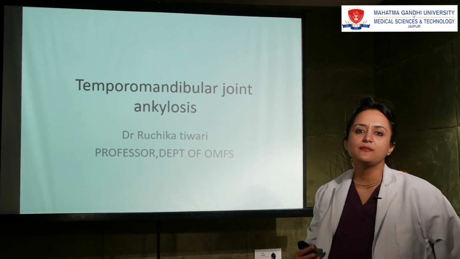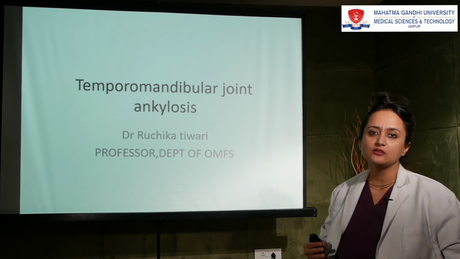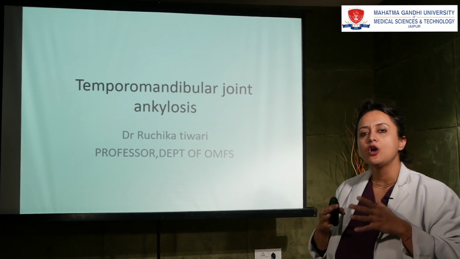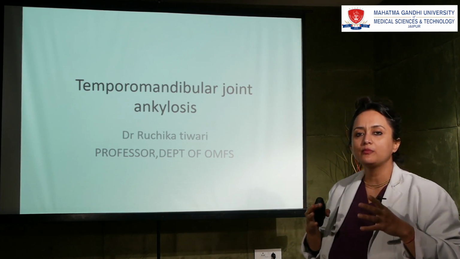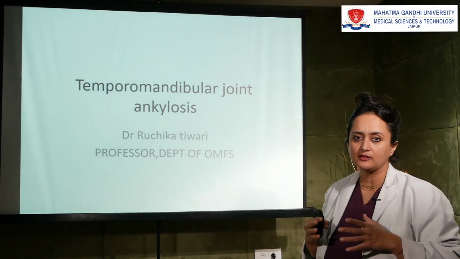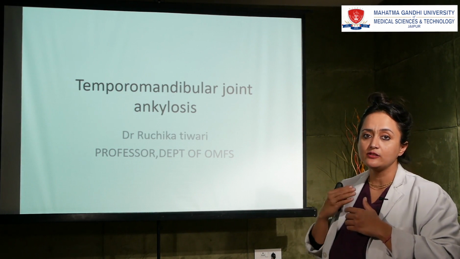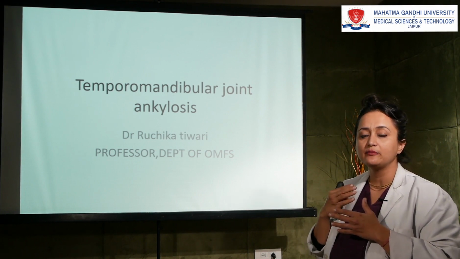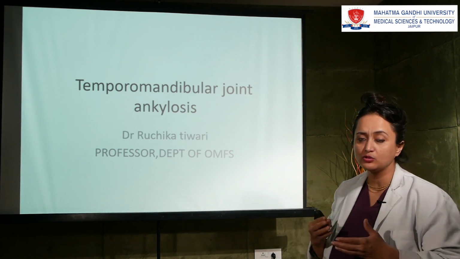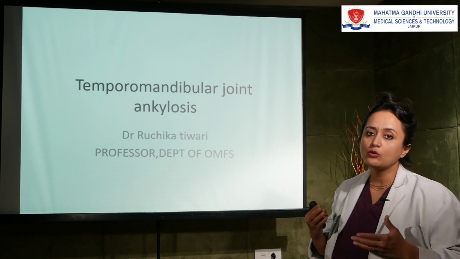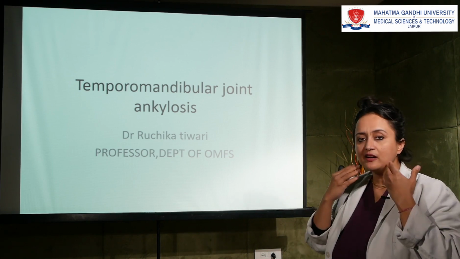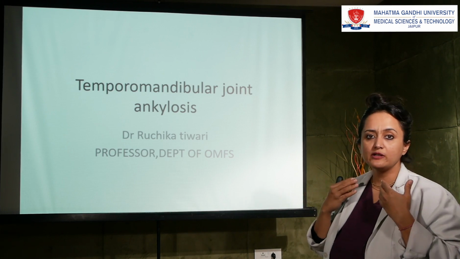Now what is TMJ ankylosis? TMJ ankylosis is basically the adhesion of the anatomic components of the temporomandibular joint, that is the condyle and the glenoid fossa. It can result in reduced mouth opening. The patient is unable to open his or her mouth, and it results in poor oral hygiene and also difficulty in protrusive and retrusive movements of the joint.